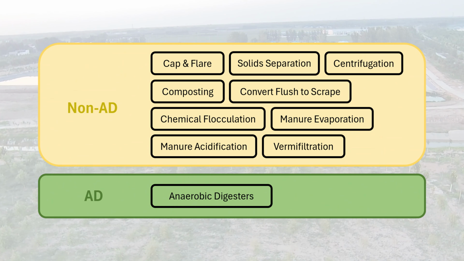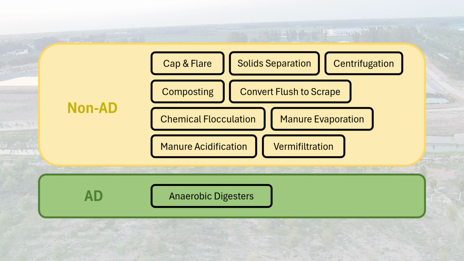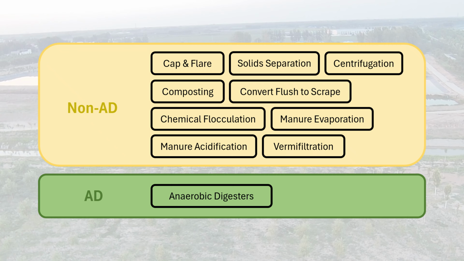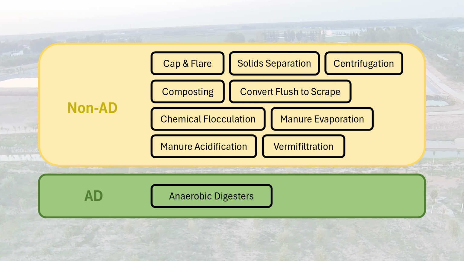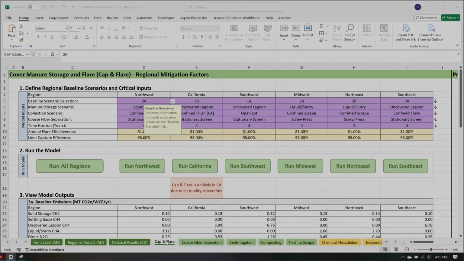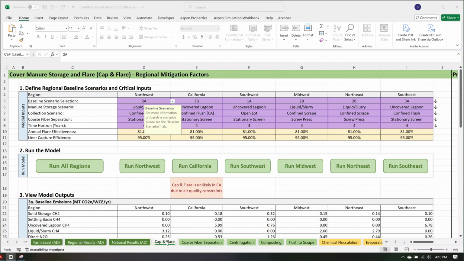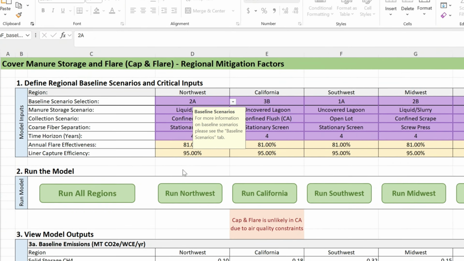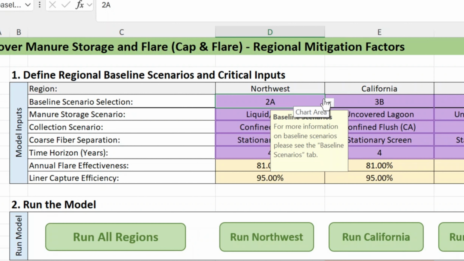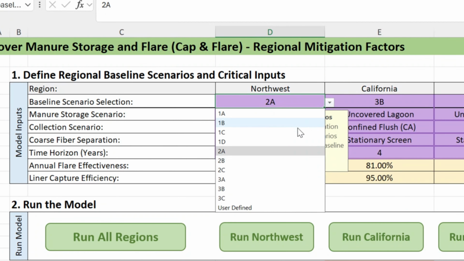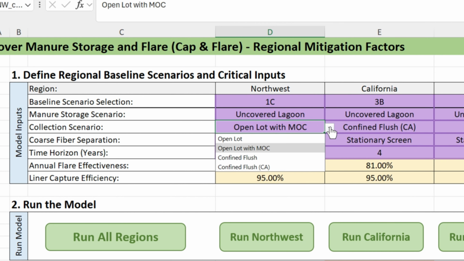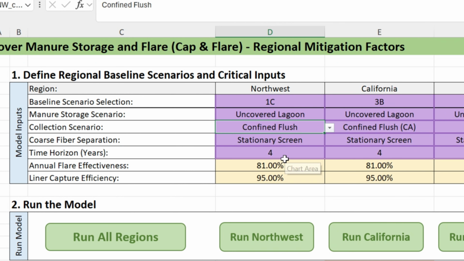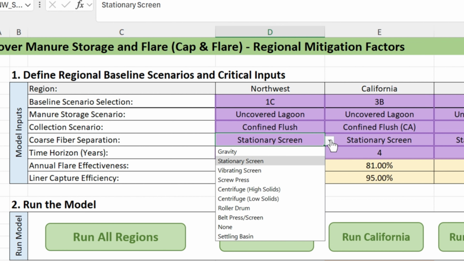For non-AD technologies, which represent 9 out of the 10 manure management interventions, the basic steps to use the model follow the same procedure. First, the user defines a baseline scenario for each region. This can be done by selecting a pre-made baseline from the drop-down menu, which automatically populates the remaining selections. However, the user may choose to modify some or all of these selections to define a more custom scenario.